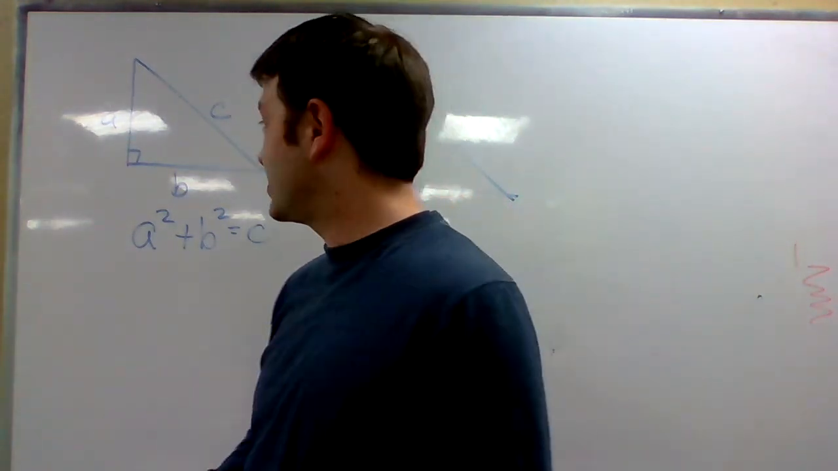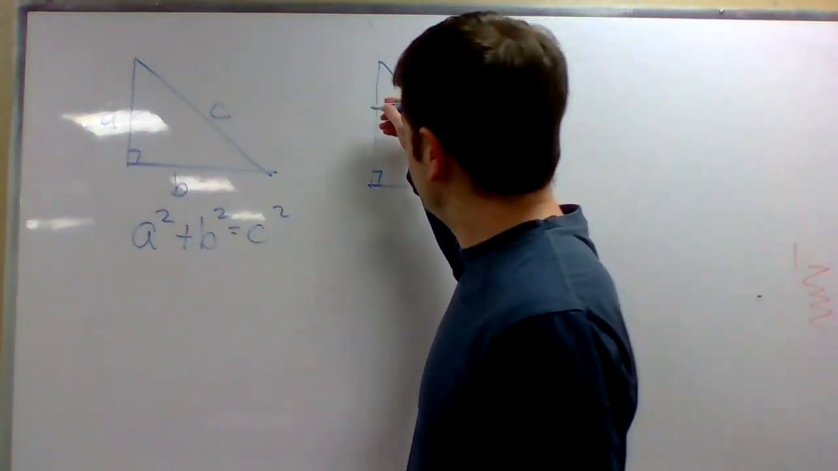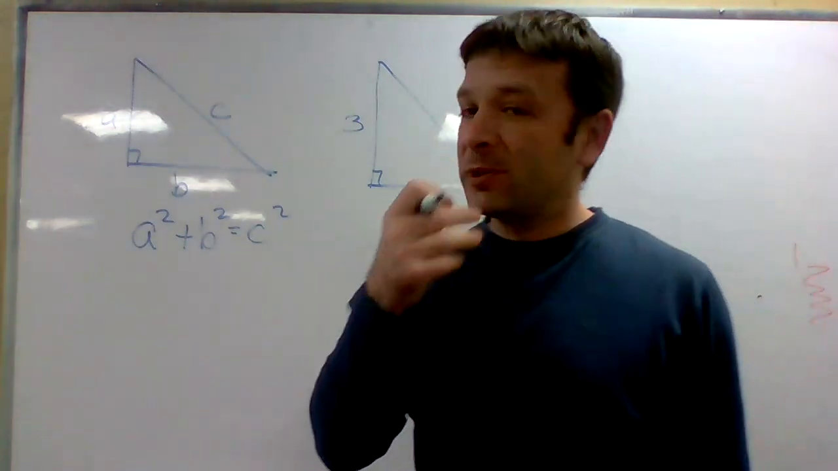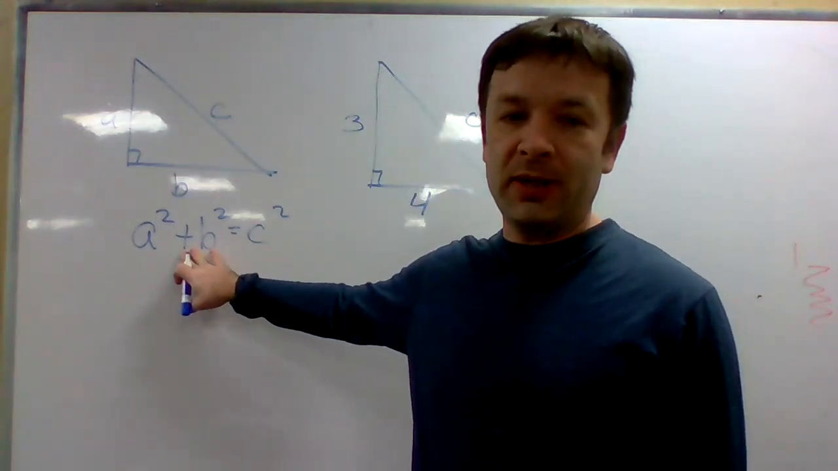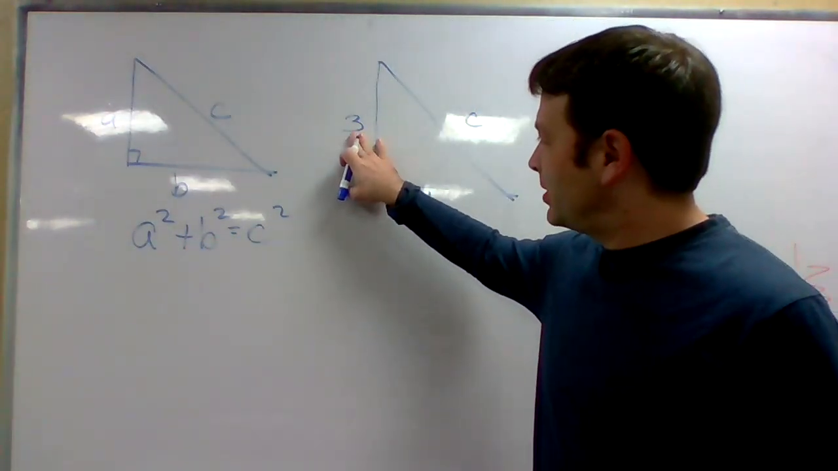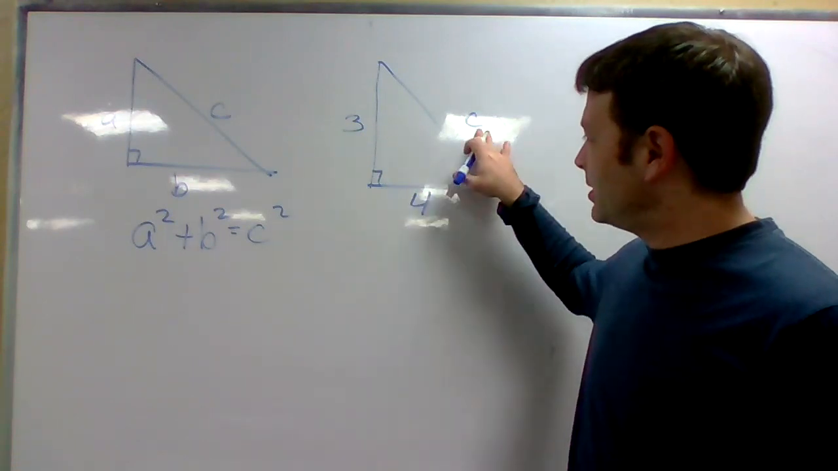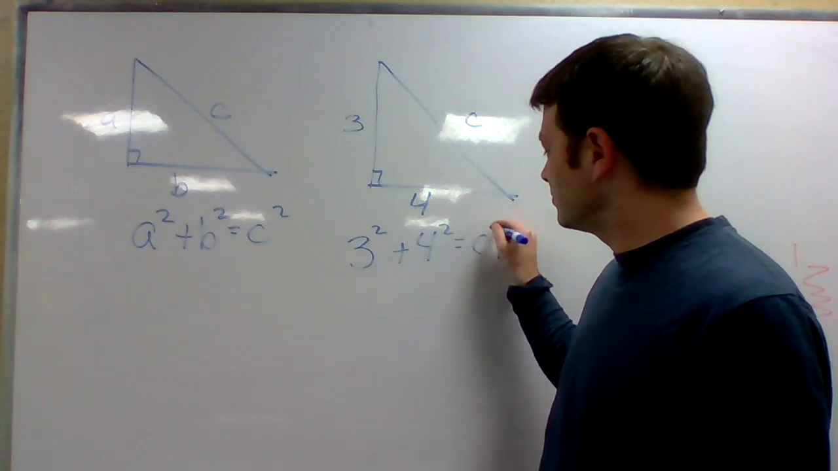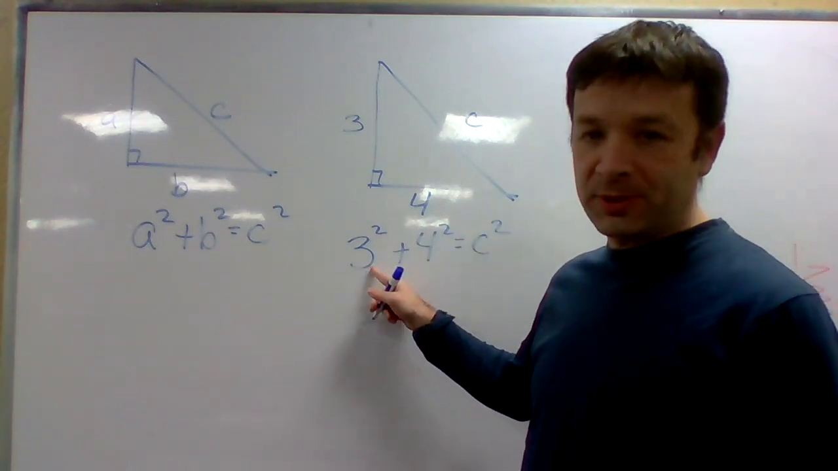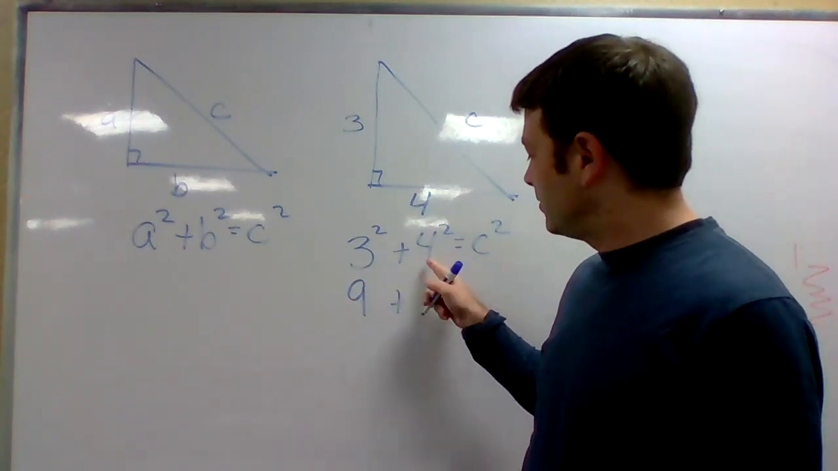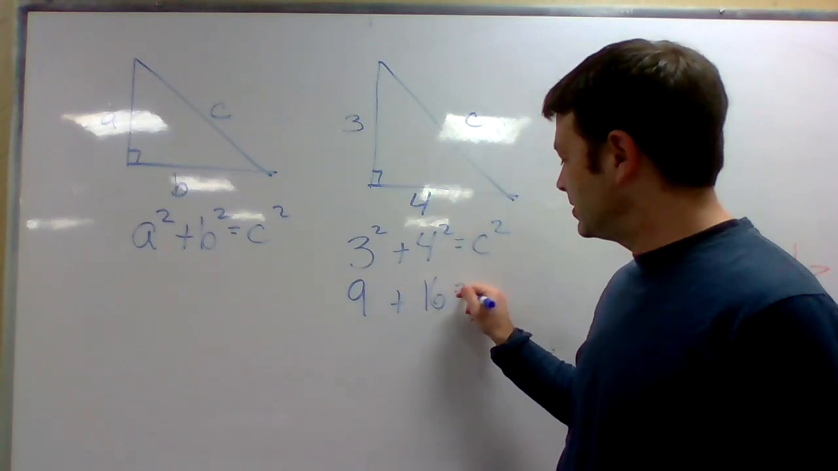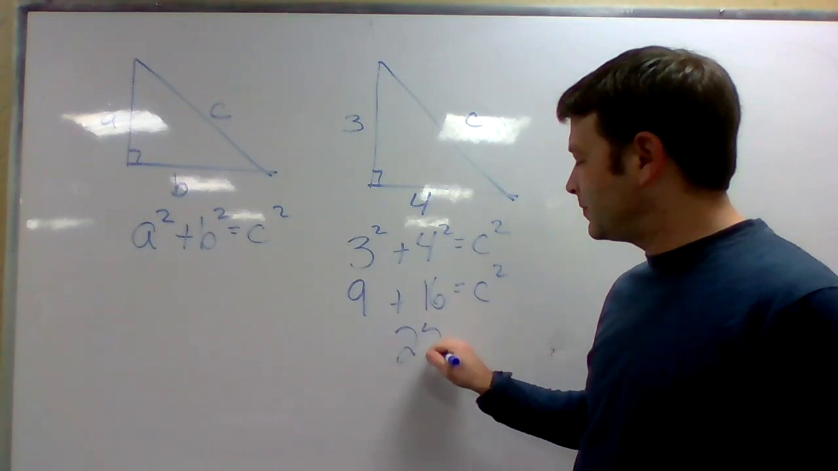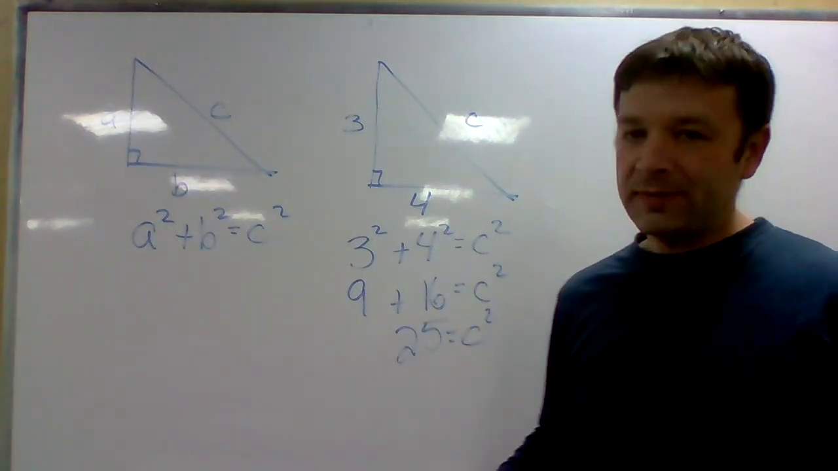So on number 1 on page 491, they give us a and b are 3 and 4, and we're supposed to find c. So I'm just going to plug that in, 3, 4, c. To find c, I'm going to use this formula right here. 3 squared plus 4 squared equals c squared. 3 squared, 3 times 3 is 9. 4 times 4 is 16. 9 plus 16 is 25. So 25 is c squared.